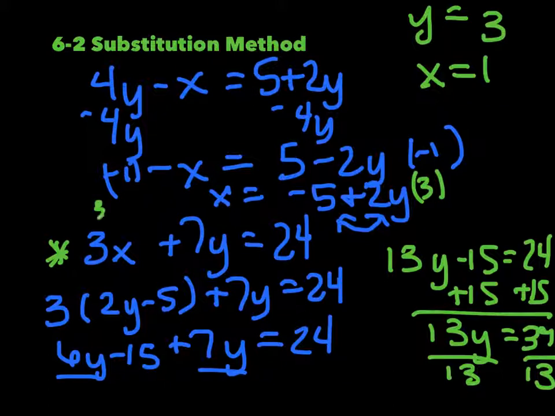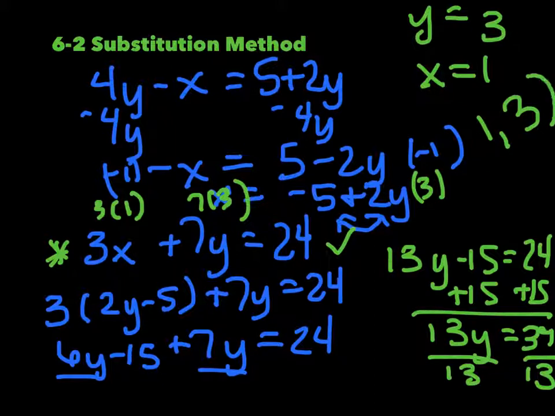So that would mean that 3 times 1 plus 7 times y. So that's 7 times 3. And as you can see, 3 times 1 is 3. Plus 7 times 3 is 21. That does equal 24. But remember, you should check both to make sure. All right. And remember, write your solutions as ordered pairs. So that would be 1, 3. Okay, next up.